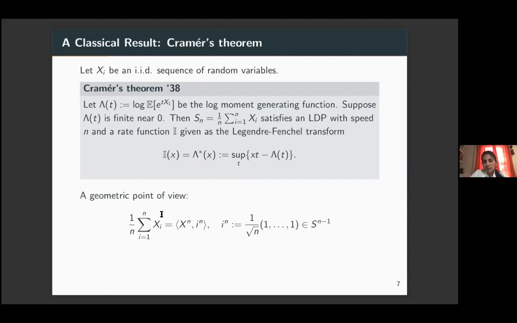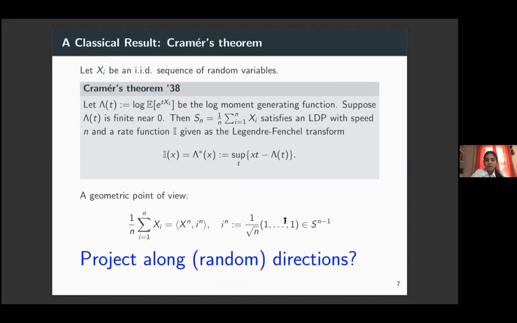But a geometric point of view is to really say that this empirical mean is nothing but the scalar projection of Xn, the n-dimensional vector with the ith component Xi, along the 1, 1, 1 direction, suitably normalized to be on the unit cube. But we are interested in potentially not just projecting along the 1, 1, 1 direction, but projecting along random directions, right?